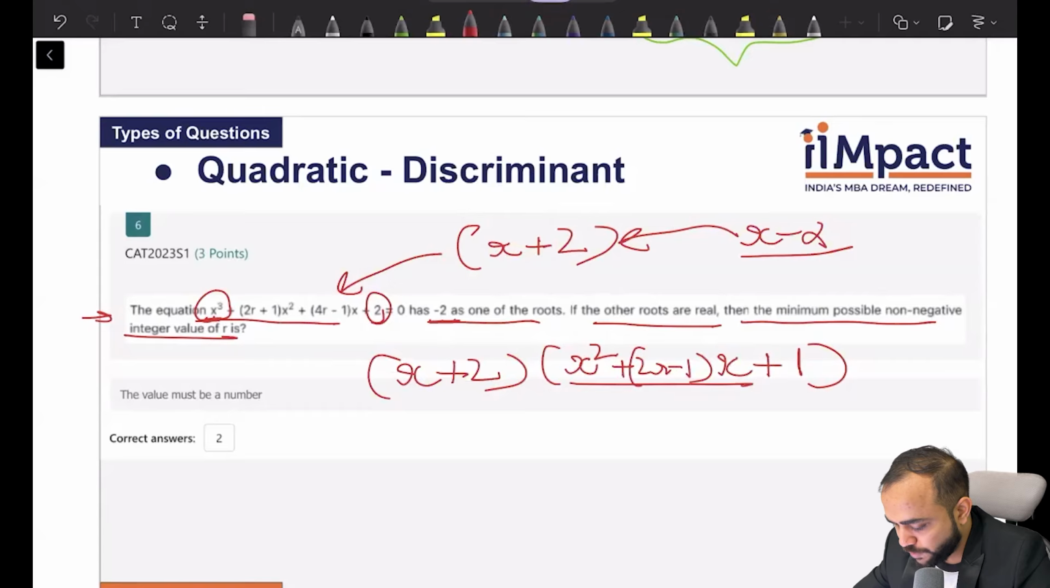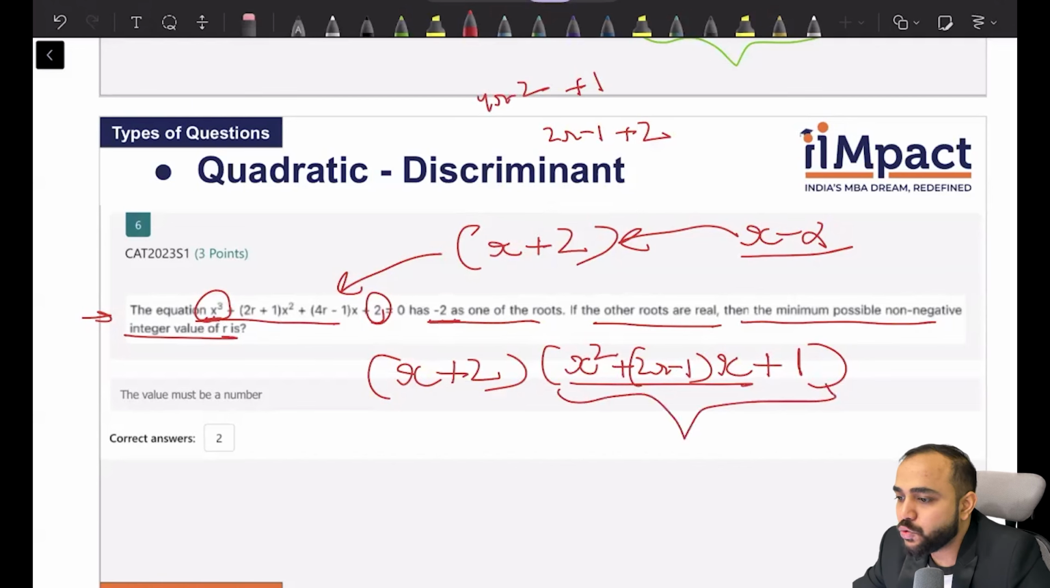This seems okay to me because x square will get 2r minus 1 plus 2. That is 2r plus 1. That is correct. X will get 2 into 2r minus 1. That is 4r minus 2. And then plus 1x. So 4r minus 1. So this has real roots.